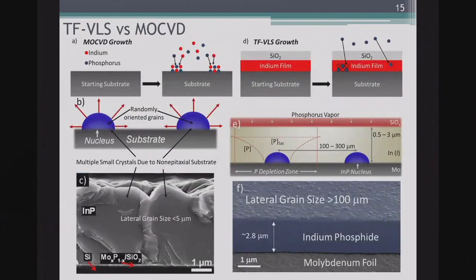this is a SEM image, a scanning electron microscope image, of indium phosphide grown on a thin layer of molybdenum metal, which, think of it as not having any crystalline relationship with the film. You can see that this doesn't look that great. In fact, the grains are very small, meaning the crystals don't orient nicely with each other. On the other hand, if we do the same thing on molybdenum using this liquid phase process that we have, we actually can get these really nice large-scale crystals that are of relevant size for devices.